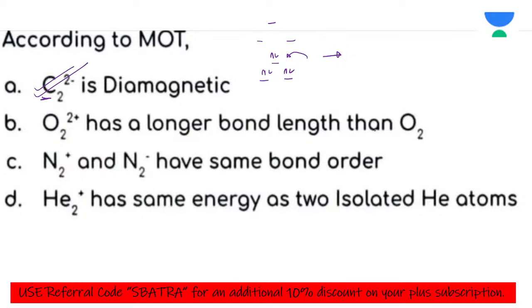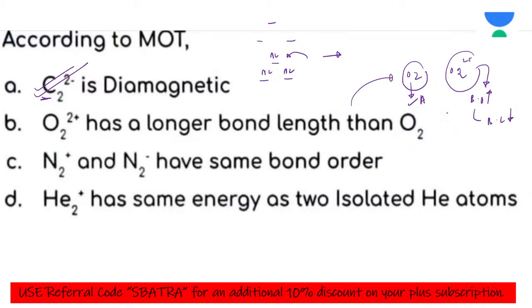Next statement: O2 2+ has a longer bond length than O2. Now the question is very easy. You have O2 and O2 2+. You have electrons in anti-bonding in O2, and now you have removed these electrons from anti-bonding. If you are removing electrons from anti-bonding, you are increasing bond order, which results in decreasing bond length.